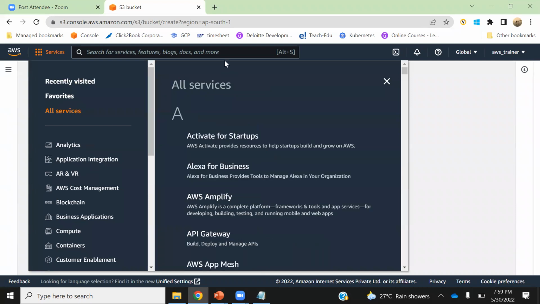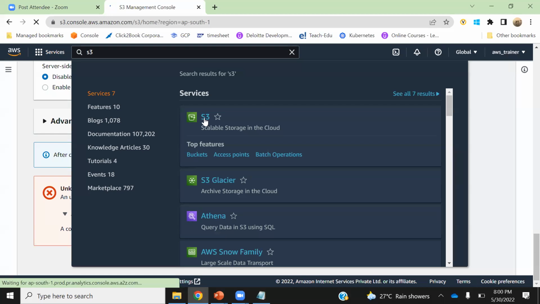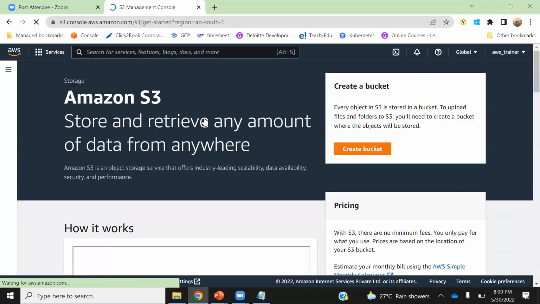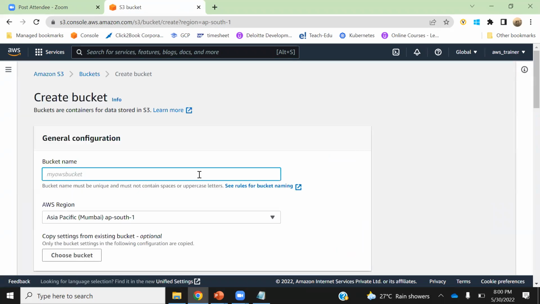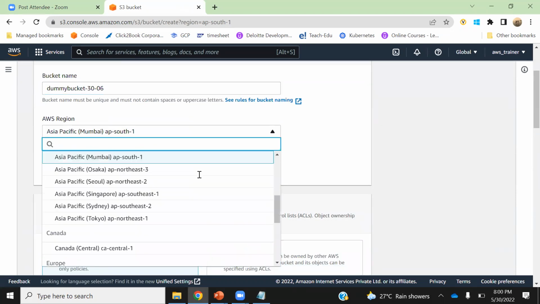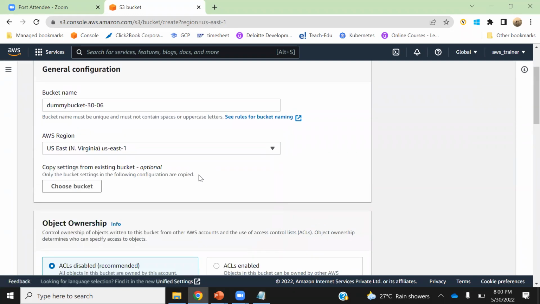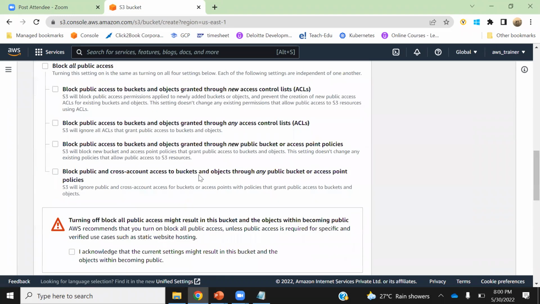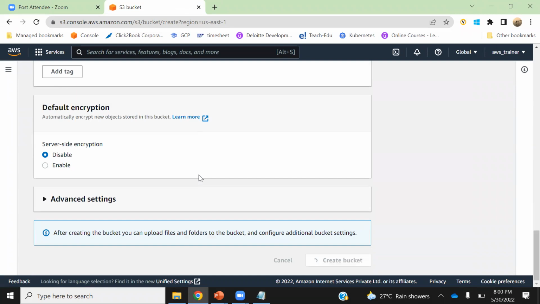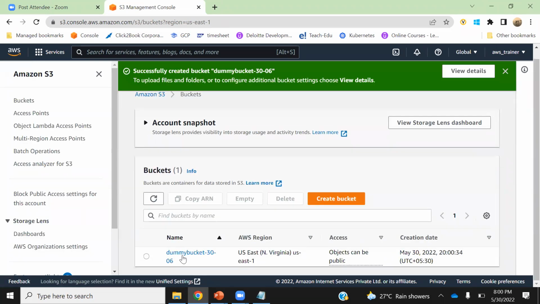Okay, let me come here. All services, S3. I'll create a bucket. I'll give a different name. I'll create it in North Virginia. ACL enabled. Unblock. And this time it is getting created. And you can see a bucket got created here.